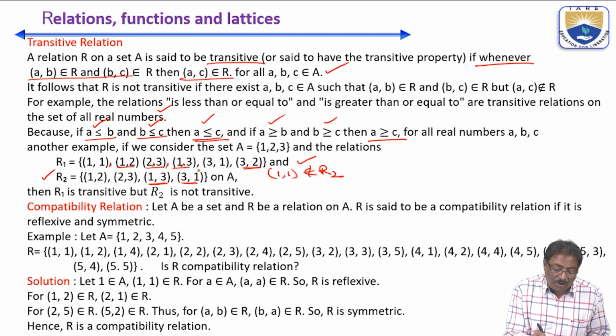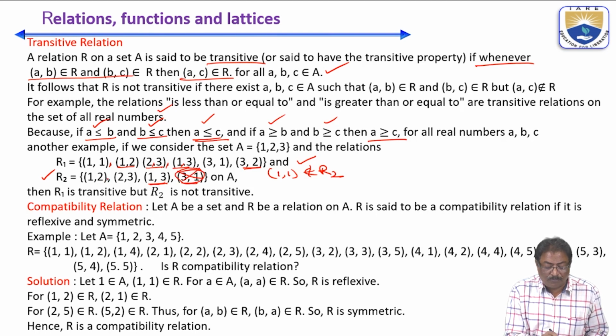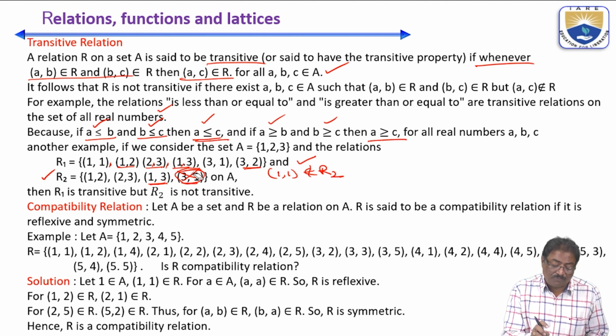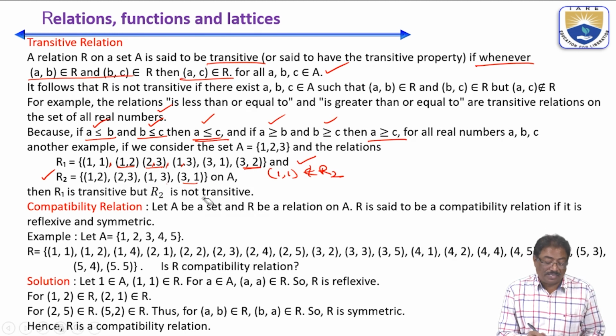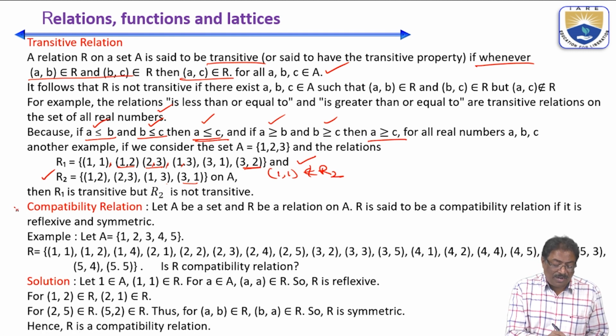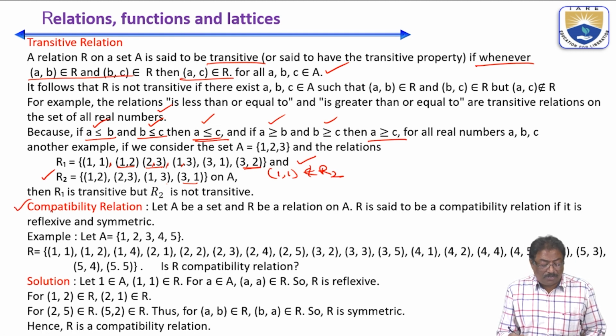Suppose I am not having this, if I am going to remove 1 related to 1, with 1 related to 2 and 2 related to 3, then obviously 1 is related to 3, it is also transitive. Suppose I keep it like this, then 1 related to 3, 3 related to 1, there is no 1 related to 1. So we can say that R2 is not transitive.